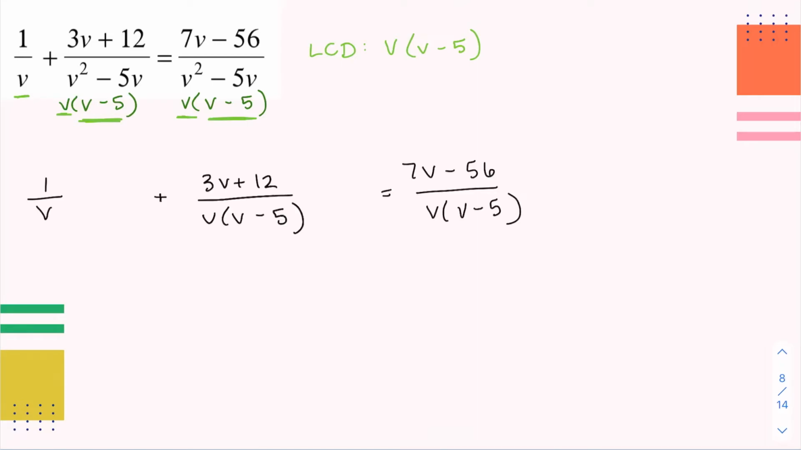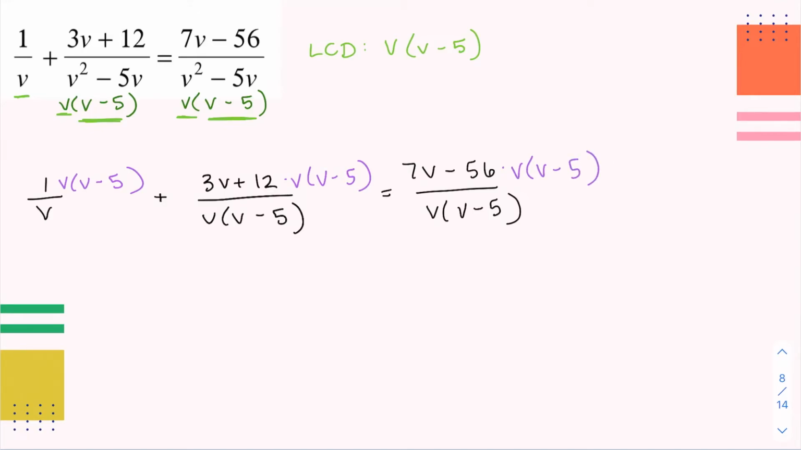Now notice when I've rewritten this problem to multiply the LCD in, I've left some space to do so, but also I made my denominators in factored form, so it's easier for me to see what cancels. Okay, so I would recommend you rewrite the problem first, then you go in and multiply each term by the LCD. So we'll have V times V minus 5 times V times V minus 5 times V times V minus 5.